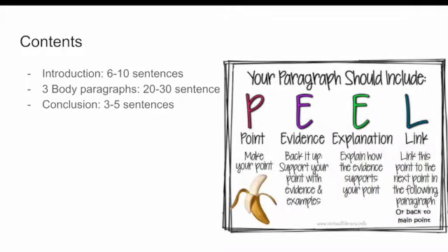What your essay should have is an introduction that consists of 6 to 10 sentences, 3 body paragraphs, which should be about 30 sentences total, 20 on the absolute lowest side, but 30 sentences minimum is ideal for the total number of sentences in your body, and then a conclusion of about 5 sentences.